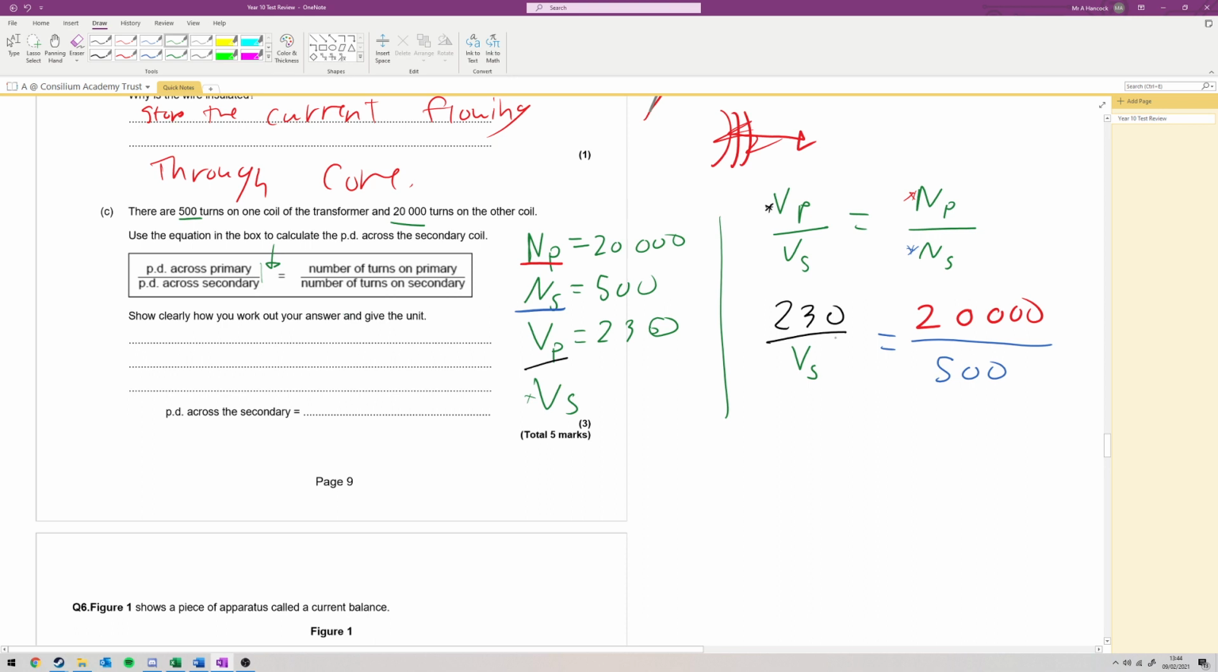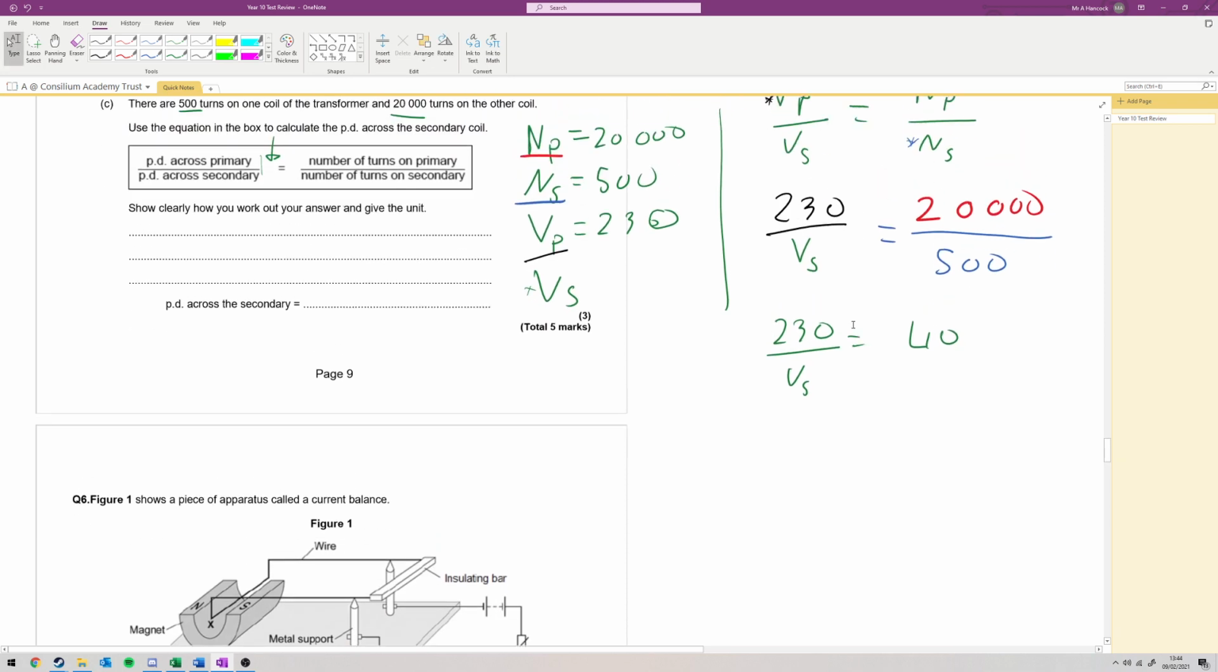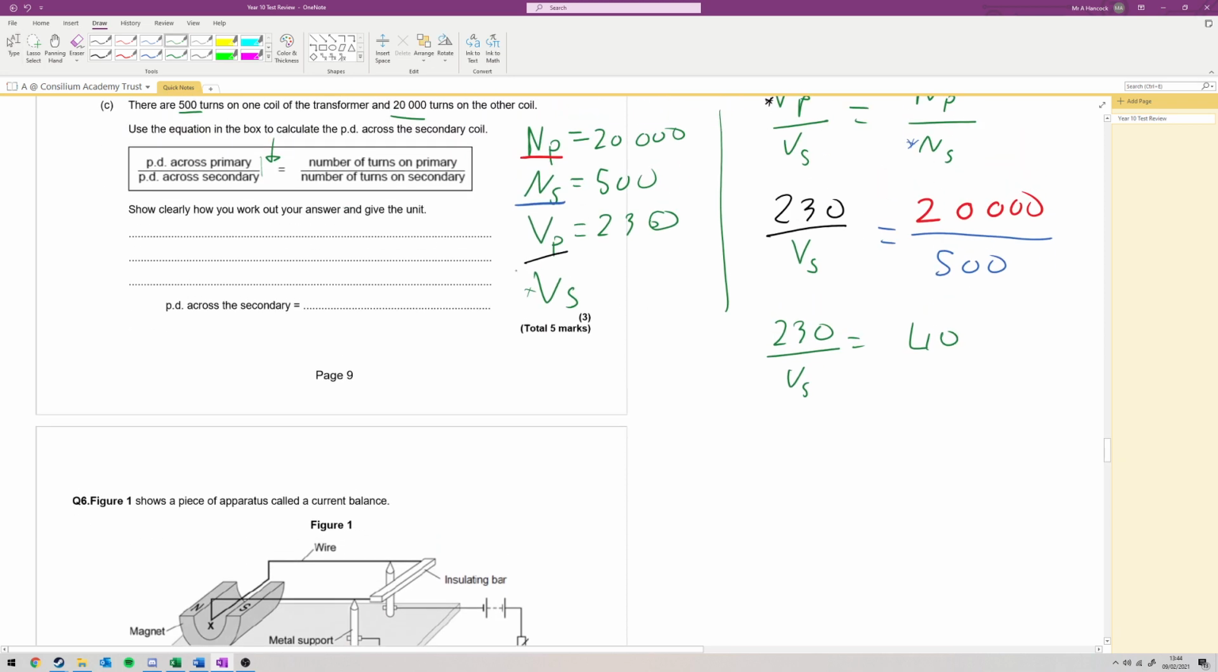Now, let's work out 20,000 divided by 500. That's 40. So I've got 230 divided by the voltage across the secondary equals 40. Now I need voltage across the secondary equals something. Now I'm not going to do the little mathematical trick I like to do. I'm going to just do it normally. To get rid of the voltage, I do not want voltage on this side. It has to be over here, right?